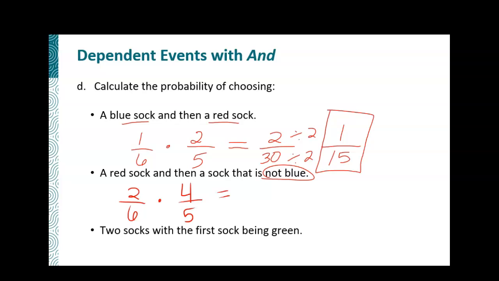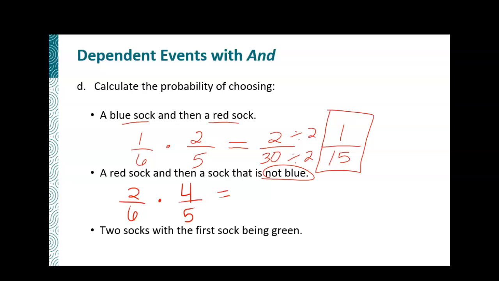Let me explain that again because this one was tricky, I will say. So the first event was choosing a red sock. Everybody was good with 2 out of 6. But when you do the second event, it changes because this already happened. What did it choose? Red. So what socks are in the drawer now? There's 1 red, 1 blue, and 3 green, which is 5. Does everybody understand where I get 5?